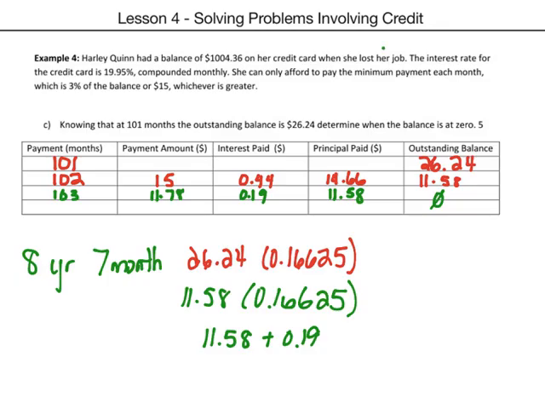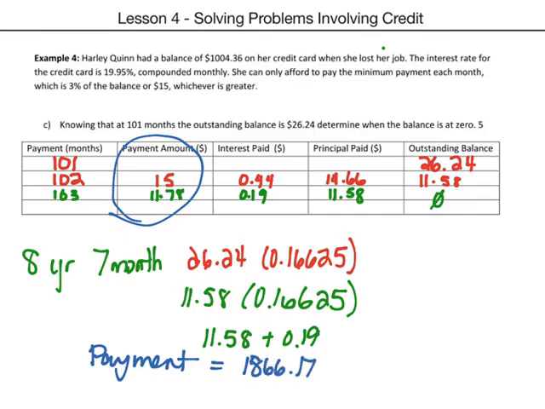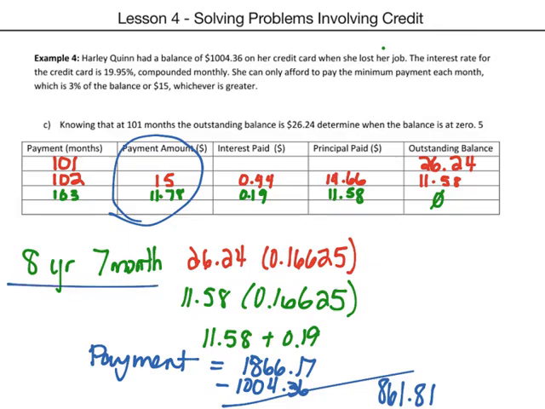That's a long time. Now, to figure out how much interest she paid, or the total amount she paid, you would have to add up this column. But because we don't have all of those columns, we can't do that right now. But I'm going to give you the number because I know it. So her total payment that she made was $1,866.17. She owed originally $1,004.36. So she ends up paying $861.81 in interest, and that is almost how much her loan was to begin with. And it took her 8 years and 7 months to do that.